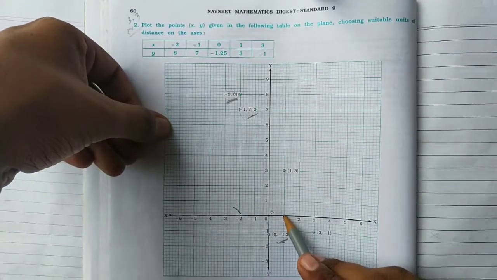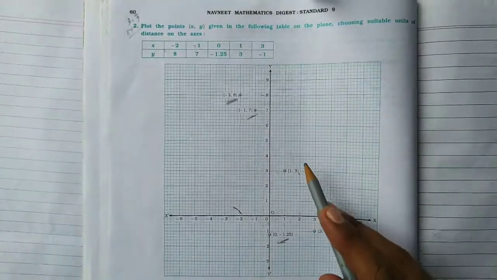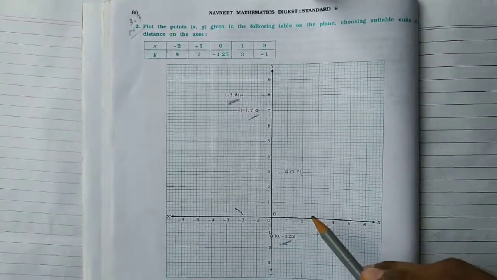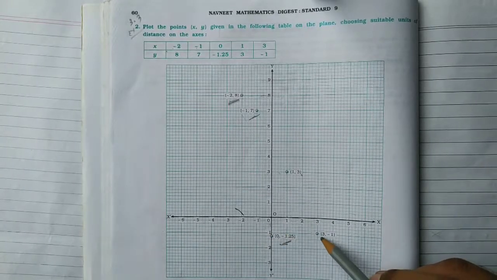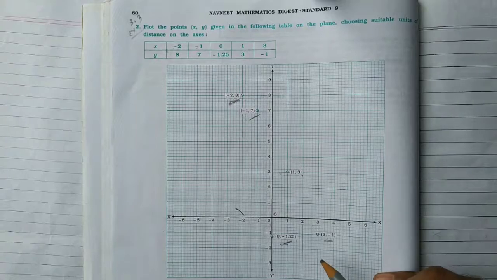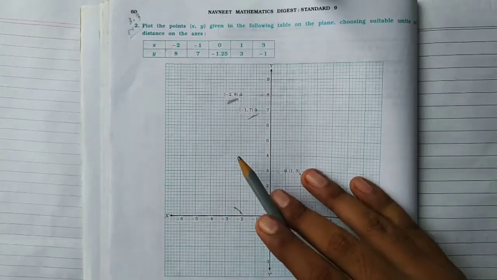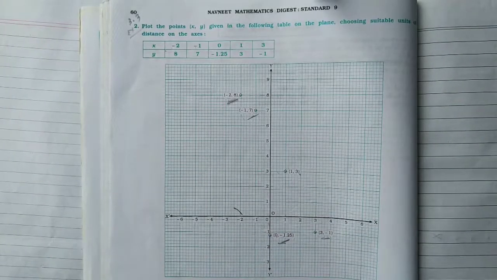Okay, the third one is 1 and 3. Positive 1 on the x-axis here, and 3 on the y-axis here, so 1 and 3. Okay, now the last one, 3 and minus 1. X-axis 3 and y-axis minus 1. So 3 and minus 1 intersect here. Okay, all the points are plotted. This is the plot for this question.